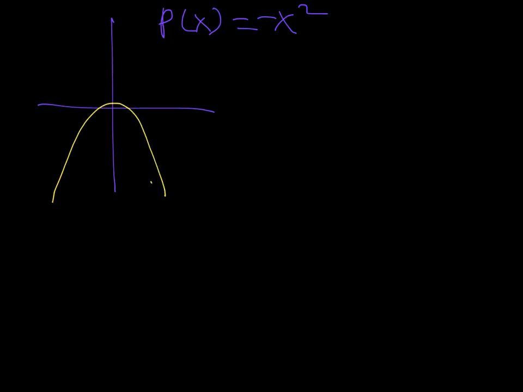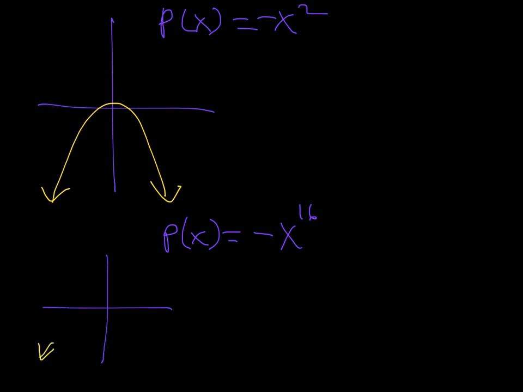And then the last thing we have to talk about is negative powers. So if my p of x equals negative x squared, do you remember what that looked like? Well, that was an upside down parabola. So if I have p of x equals, say, negative x to the 16th power, my end behavior is going to be the same, right? I'm going to be down here and down here, with a whole bunch of bumps going on in between.